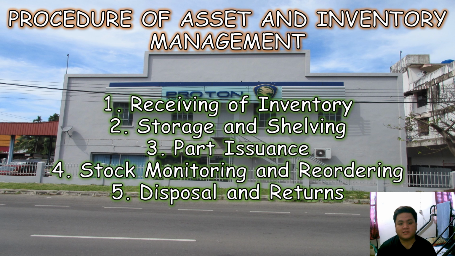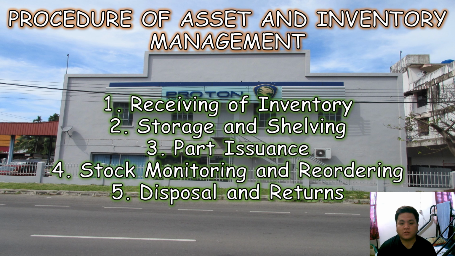Number three is part issuance. When a technician needs a part for a job, they either request it via SAP or verbally from the storekeeper. The storekeeper searches for the item, issues it, and attempts to update SAP. If the system is slow, the transaction may be recorded on paper to be entered later. This delayed process can cause discrepancies between physical and system stock, complicating audits and reorder planning.